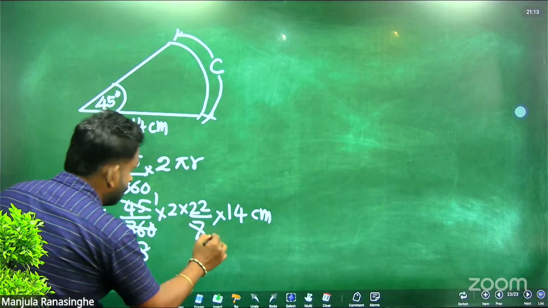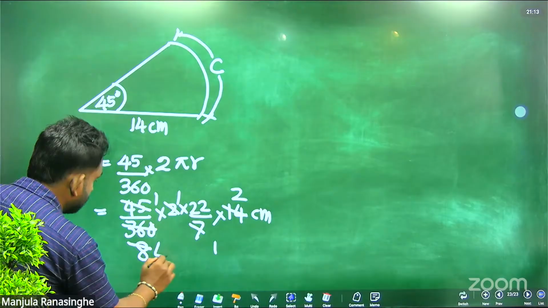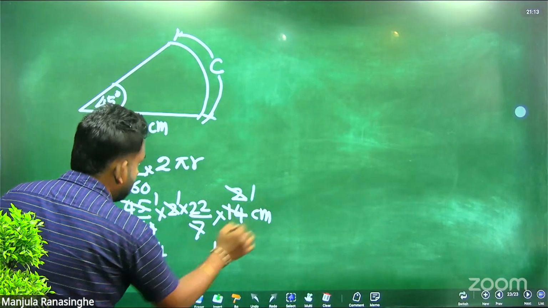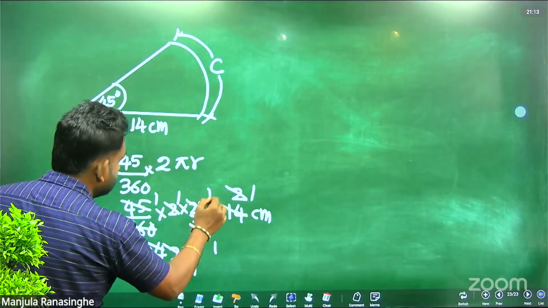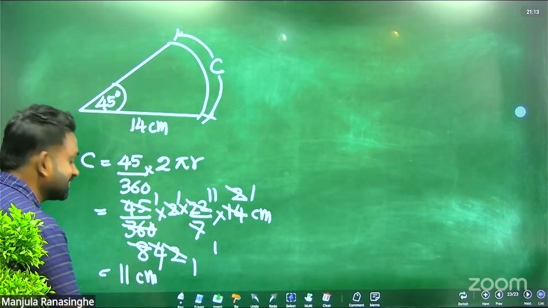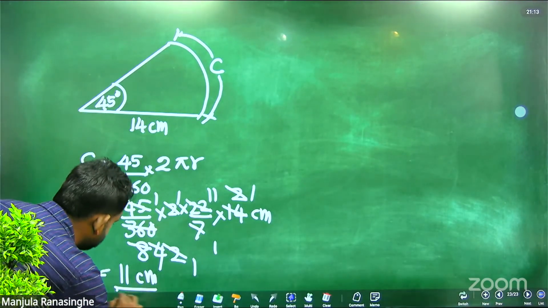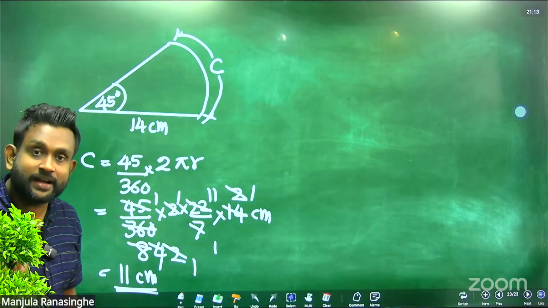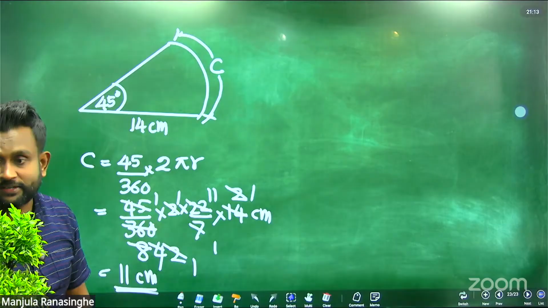So 7 1, 7 2. Then 2 1, 2 4. Then 2 1, 2 2. Then 2 1, 2 11. Simplify carefully, otherwise you cannot find what remained there. So 11 centimeters is there. That is the arc length. The arc length is 11 centimeters.